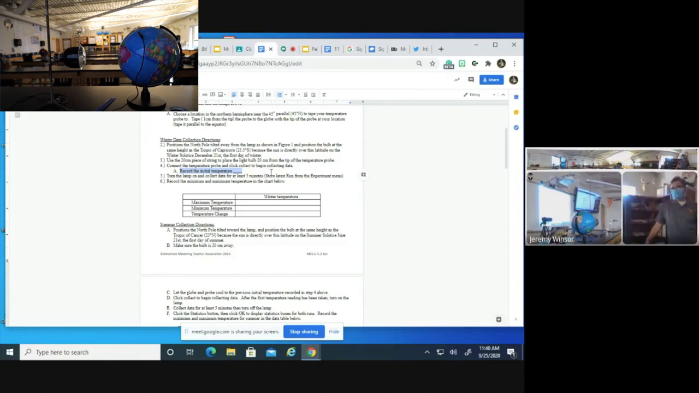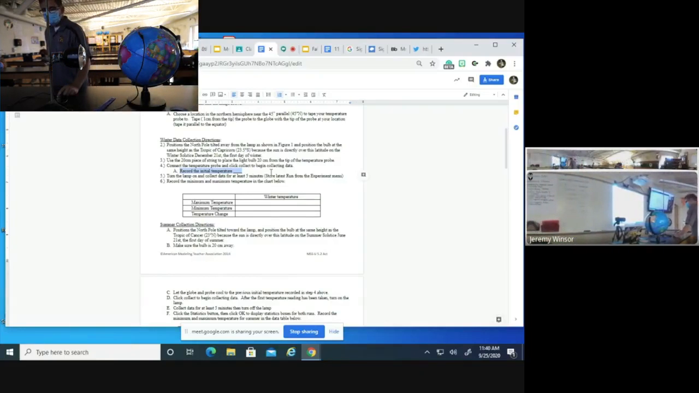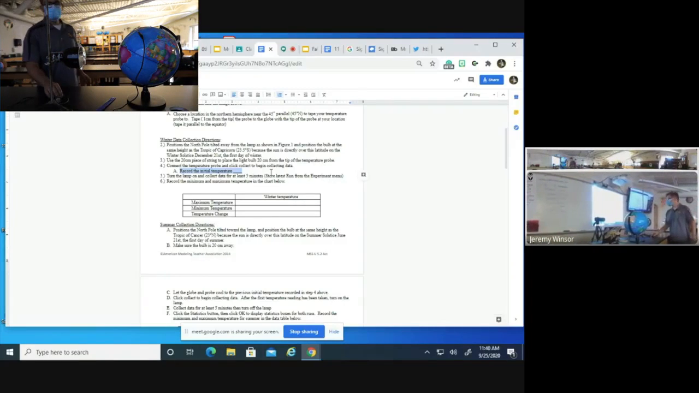And we are going to turn on the lamp and collect data for 5 minutes. And we're going to record our lowest temperature, our minimum temperature, and our highest temperature, our maximum temperature. Is it 23? Yep, 23 degrees Celsius is what it's at right now. 23 on the dot. All right, so here we go. I'm going to turn on the light, and I'm going to start a timer.